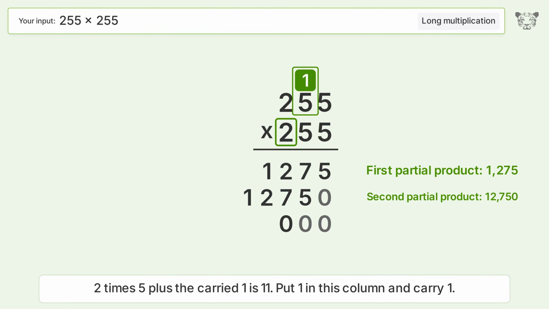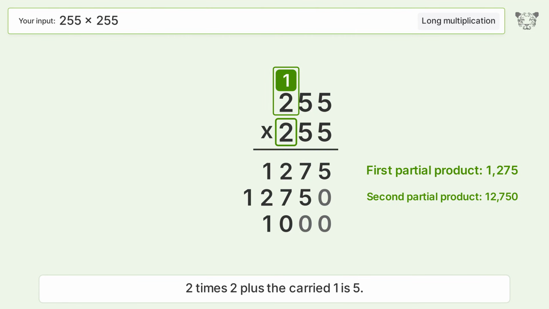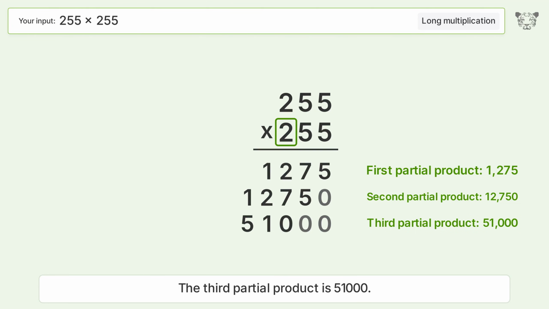2 times 5 plus the carried 1 is 11. Put 1 in this column and carry 1. 2 times 2 plus the carried 1 is 5. The third partial product is 51,000.